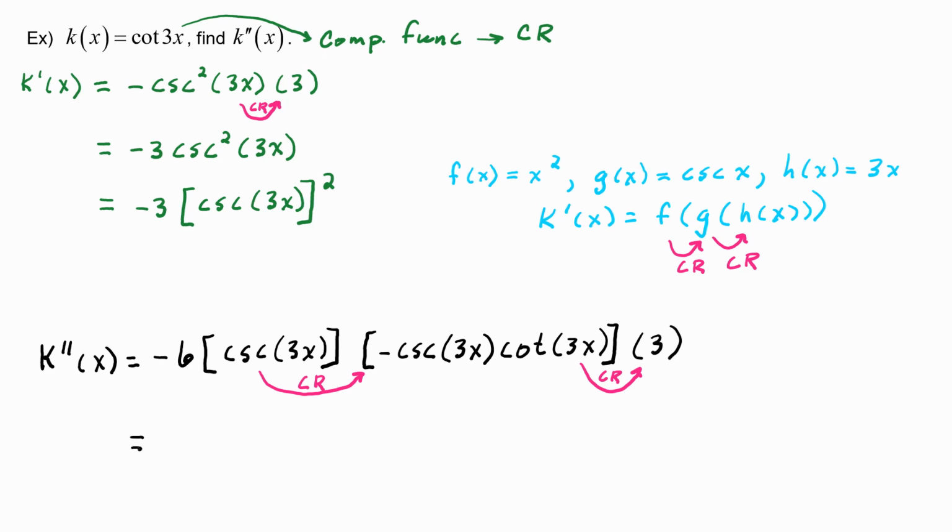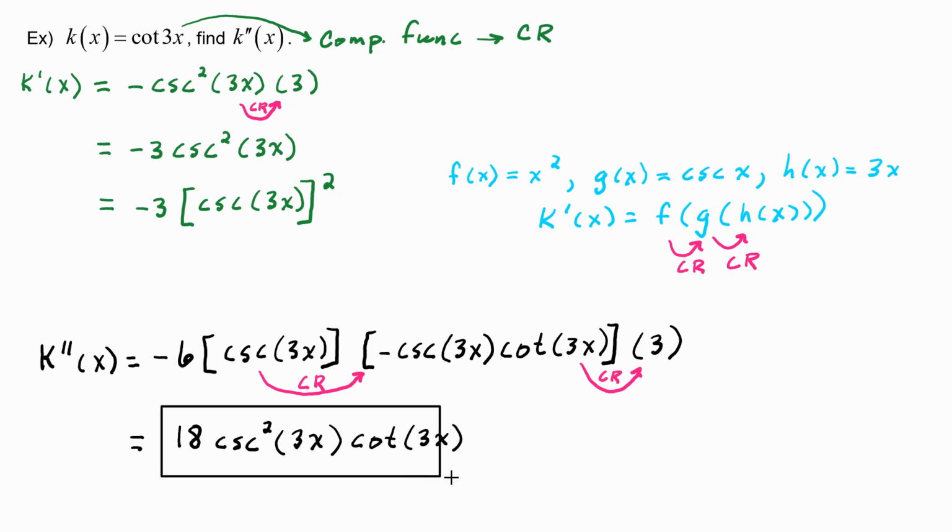So then k double prime of x, we've got a negative 6 times a negative here. That's going to make it positive, times 3. So we have positive 18. We have a cosecant 3x times a cosecant 3x. So cosecant squared of 3x times cotangent of 3x. And this is the answer in simplest form.